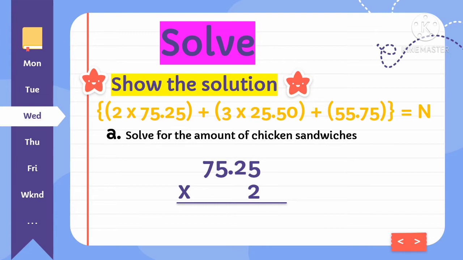So, proceed tayo. 5 times 2 is 10, regroup 1. 2 times 2 is 4 plus 1, 5. 5 times 2 is 10, regroup 1. And 7 times 2 is 14 plus 1, that is 15. Again, ilang decimal places ang inyong nakikita? So, merong dalawa. So, ilalagay natin ang ating decimal point sa between 0 and 5. So, the answer now is 150 pesos and 50 centavos. Ito yung amount ng dalawang chicken sandwiches nila.